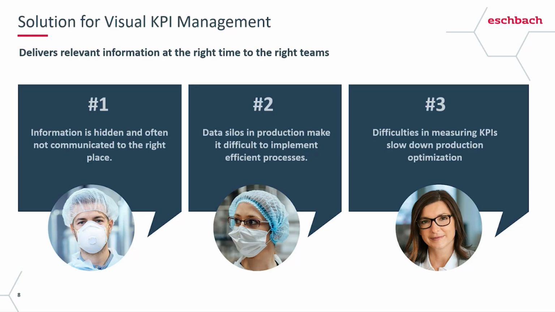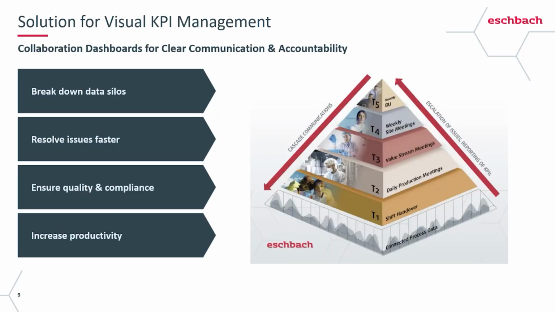All right, let's go to the next slide. What are we doing against that with our visual KPI management? We will break down the data silos on one hand. We make sure that all the data is in one place. That leads to us being able to resolve issues faster, and also to ensure quality and compliance, because everybody is informed at the right time, gets the data at the right spot and live, doesn't miss out on any update, always gets the latest status, which helps to take the right decisions and get the right information, which also increases productivity.